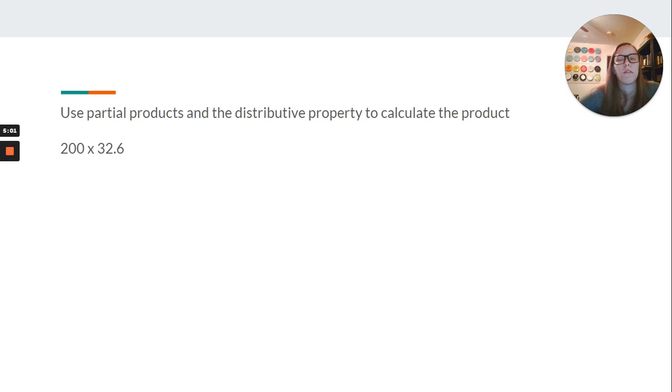Partial products in the distributive property to calculate the product. So 200 times 32 plus 200 times 0.6 gives us 6,400 plus 120. Added together gives us 6,520. Okay.